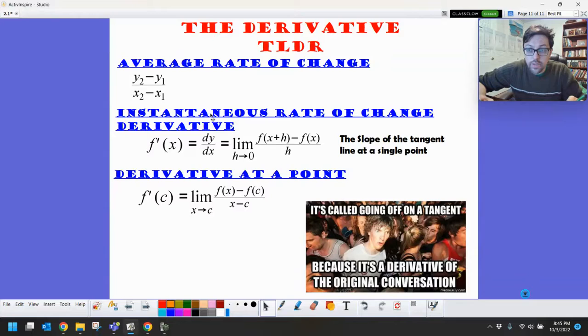So ends our video on the derivative. Derivative is related to the average rate of change, but instead of doing 2 points that are far apart, it finds the slope at a single point. It is the slope of the tangent line at that single point. Make sure you've written this down somewhere. I've been saying it, but it's nice to write it down somewhere. We can also find the derivative at a single point using this alternative form of that derivative.